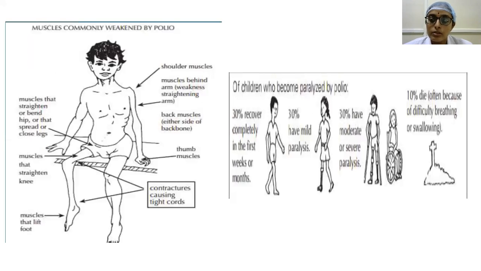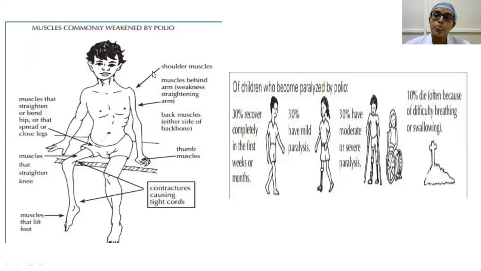Whenever we have a child who is affected by polio, 30% of the children recover completely in the first weeks or months, 30% have mild paralysis, and 30% will have moderate to severe paralysis. That is, they ambulate using some crutches or assistive devices, or are wheelchair bound. And some 10% of children who get affected by respiratory paralysis often die because of respiratory problems as well as difficulty in swallowing, aspiration, etc. The muscles most commonly involved are shoulder muscles.